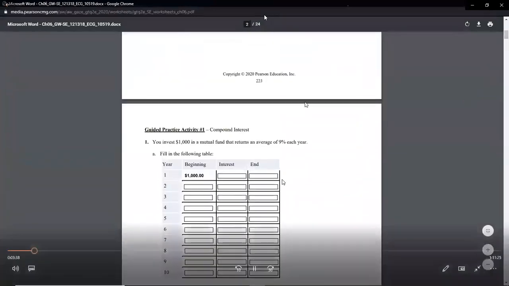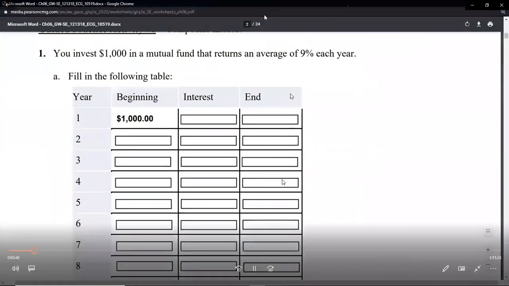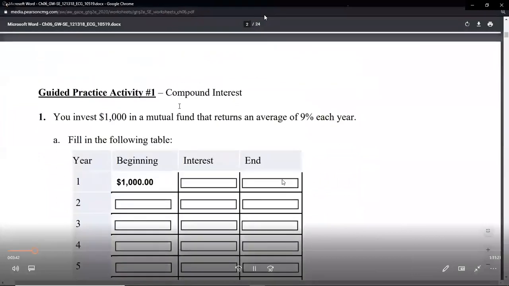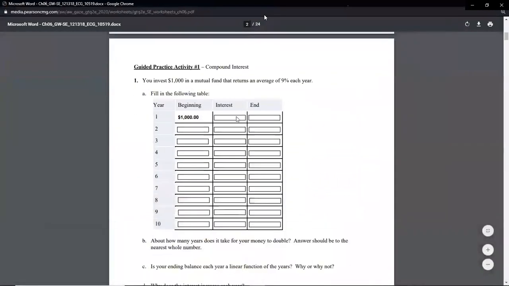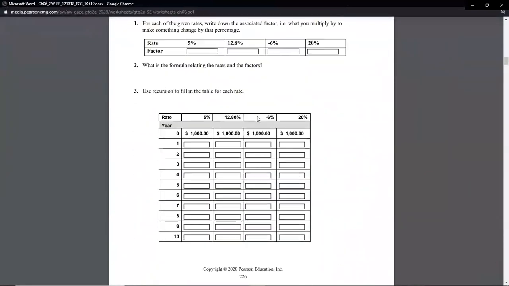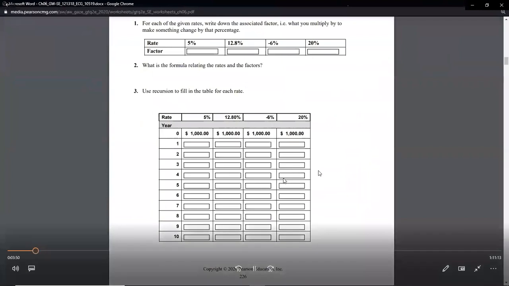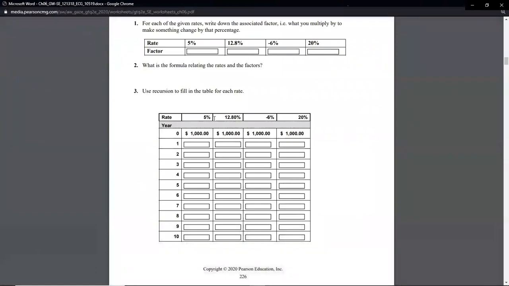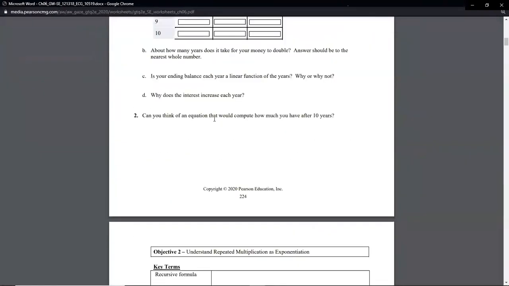All right, so I'm going to really quickly talk about this guided activity on page 224, the one that I said might be our activity, but I'm actually going to make y'all do the one on page 226 because there's different rates, and I'm going to kind of give you a way to go through these. All right.